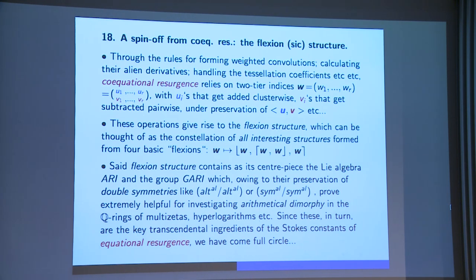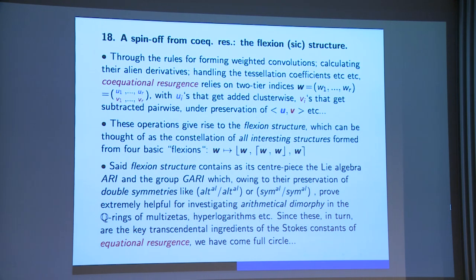When we describe the weighted convolutions of hyperlogarithms or the tessellation coefficients, you observed certainly that the U's, the weights, and the V's, the singularities in positional notation, interacted in a very specific way. The U's got added cluster-wise, the V's got subtracted pairwise, with additional constraints. And this gives rise actually to an interesting theory.